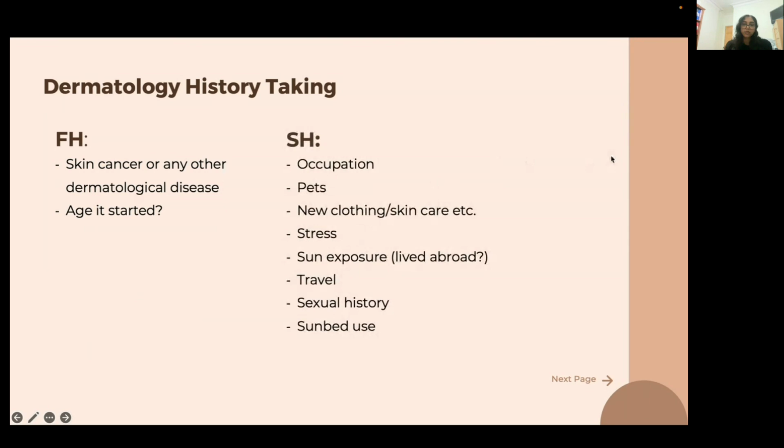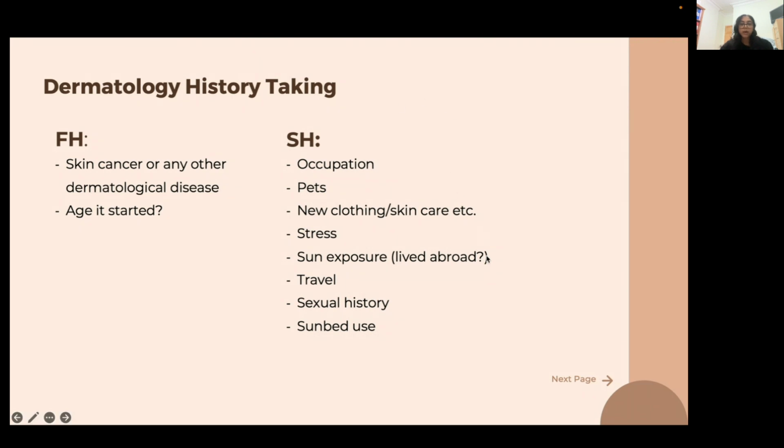And then social history. So all the typical stuff you'd ask in a social history, but thinking specifically about dermatology. So occupation. Is there something at work that could be causing a reaction on their skin? Things like pets, any new clothing, skincare, like I mentioned before. Stress. So conditions like eczema or psoriasis can be exacerbated by stress. So we want to ask about whether they've been under any stressful conditions recently.